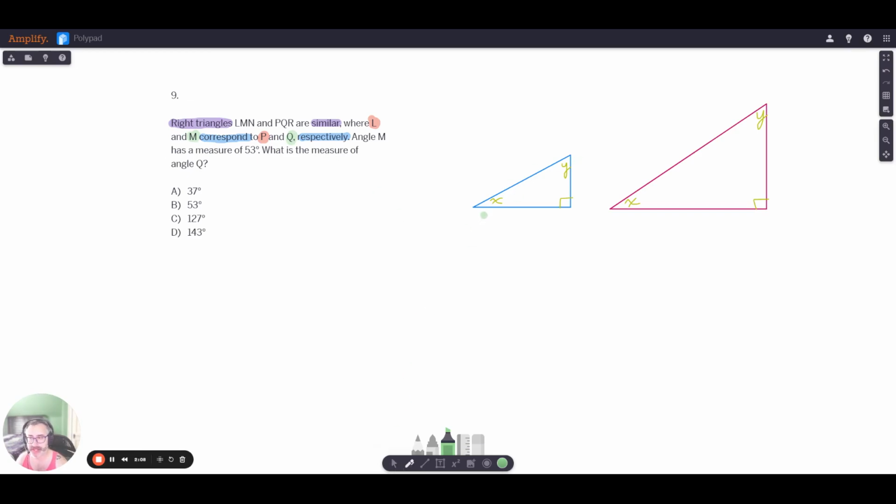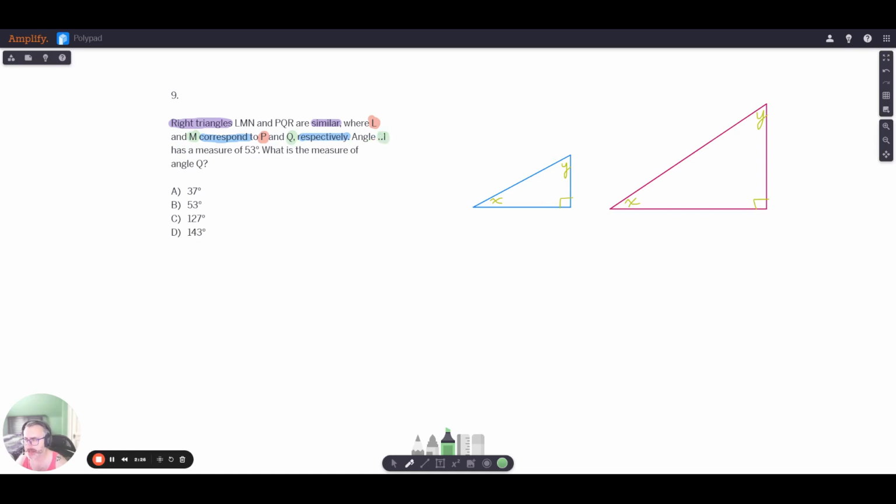So we don't really know which is which. Maybe the L goes on the X or the Y or the right angle, but whatever it goes on, it matches with P. And M, again, we don't know whether it goes on the X, the Y, or the right angle, but it matches with Q.